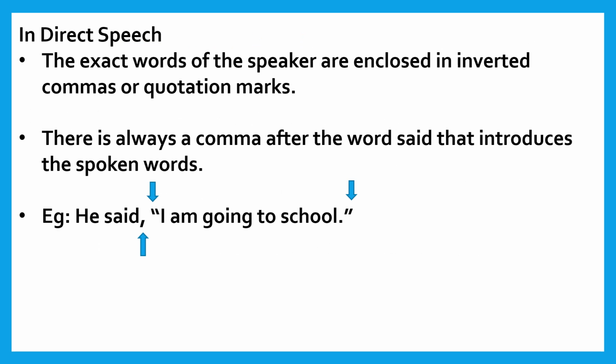In direct speech, the exact words of the speaker are enclosed in inverted commas or quotation marks. There is always a comma after the word said that introduces the spoken words. For example, in this sentence, he said, "I am going to school." There is a comma that appears after the word said. The inverted commas enclose the spoken words of the speaker.